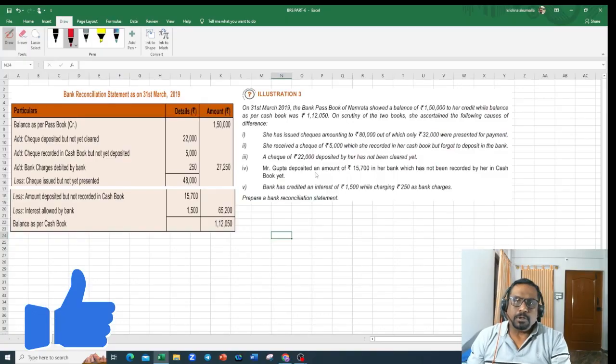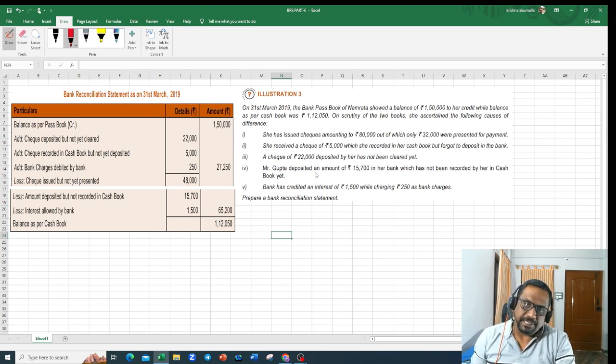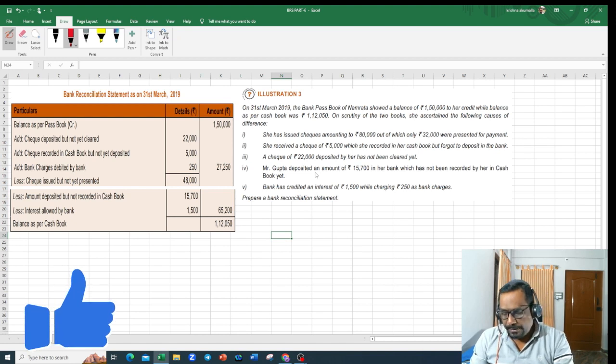Okay, guys, let us get into the problem now. We are going to talk about illustration 3 today. Let me read the problem. On 31st March 2019, the bank passbook of Namrata showed a balance of 1,50,000 to her credit, while the balance as per cash book was 1,12,050. So Namrata's passbook balance and cash book balance both have been given in the problem. On scrutiny of the two books, she ascertained the following causes of difference. She identified some differences, and she is asking us to prepare the bank reconciliation for her.